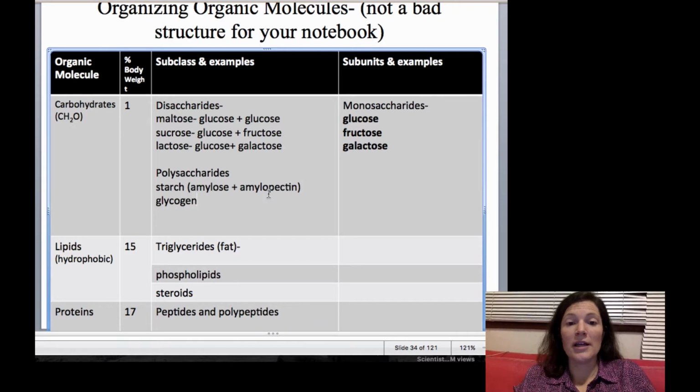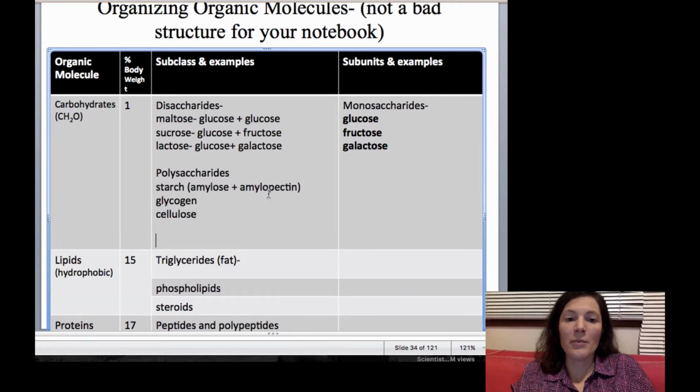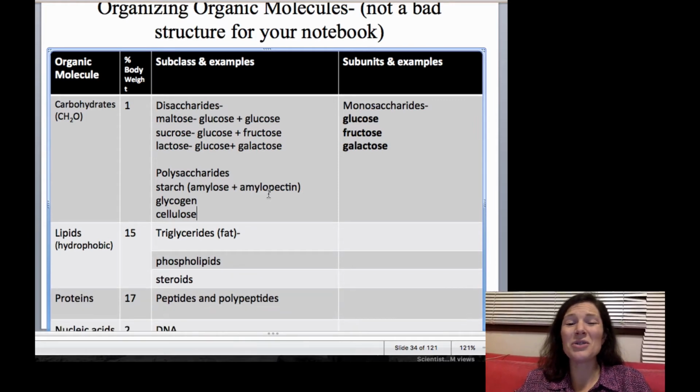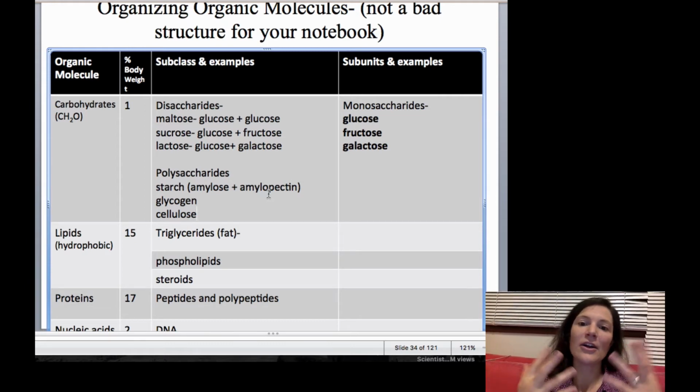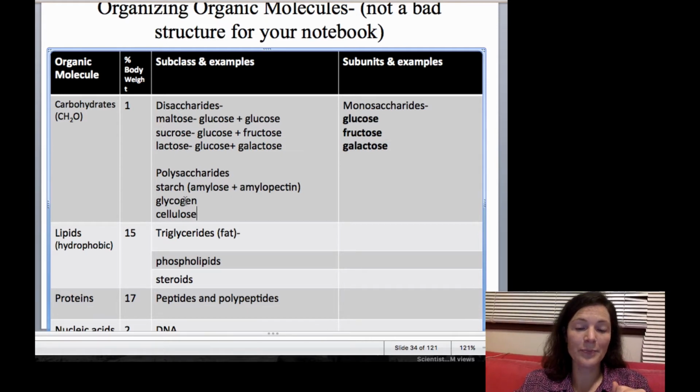Glycogen is, and we'll look at the characteristics in a second, and then cellulose. There are other polysaccharides, you just don't end up talking about them all that much. Again, this might seem like a lot now, but it's not that crazy in terms of remembering these specific examples of monosaccharides, disaccharides, and polysaccharides.